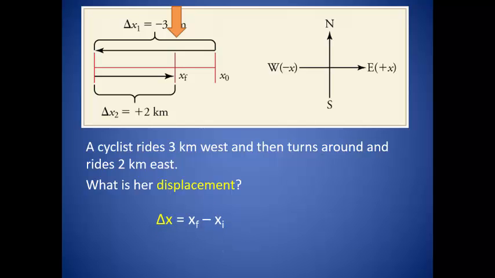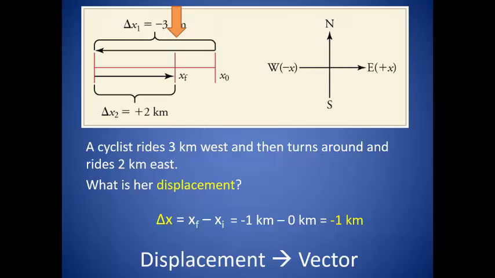Displacement was just defined as the final position minus the initial position. Her initial position is at the origin, so 0 kilometers. She rides west and then back east, but her final position is 1 kilometer to the west of the origin. So negative 1 kilometers minus 0 kilometers gives us a displacement of negative 1 kilometers. The value, 1 kilometer, represents the magnitude of her displacement, while the negative represents the direction of her displacement. So this tells us that the displacement was 1 kilometer to the west of the origin. Because we indicated the direction in our description, we refer to this as a vector quantity.